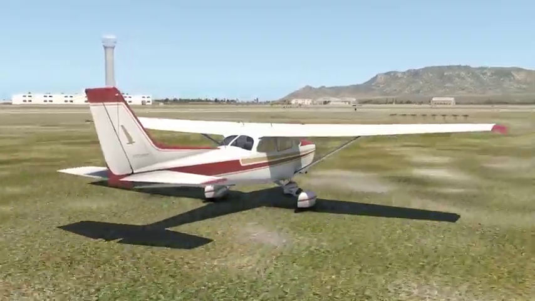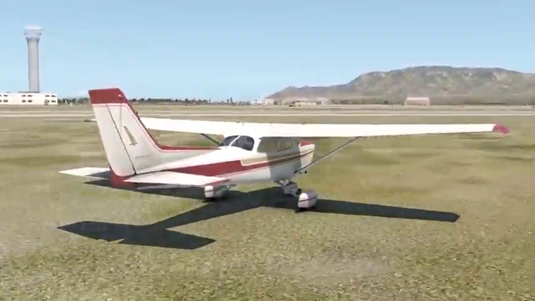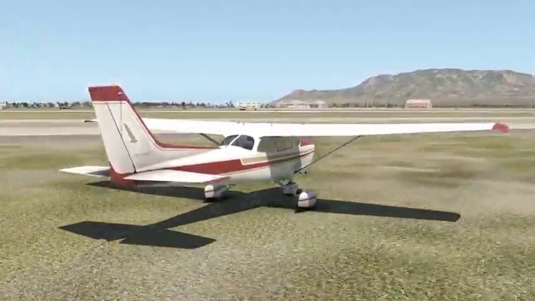Medevac turn right, heading, correction, continue flying straight. We'll continue flying straight, medevac. Do you need any assistance?